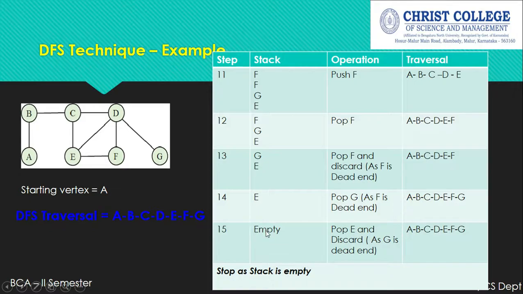So we are going to pop the stack now. Only E will be there. We are popping E and we are discarding it because E is already visited. Okay, so the stack has become empty and we are stopping now. So the DFS traversal for this graph, if the starting vertex is A, is A, B, C, D, E, F, G.